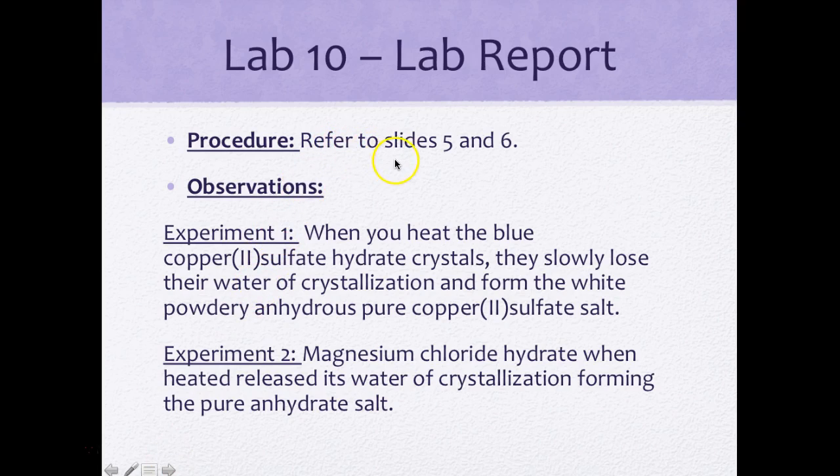Procedure, we went through that in the previous slide. Observations. When you heat the blue copper 2 sulfate hydrate crystals, they slowly lose their water of crystallization and form that white powdery anhydrous copper 2 sulfate. Magnesium chloride hydrate, when heated, released its water, forming again the pure anhydrate salt. There's not much of a color change here because both of them are white, except that one has a more crystal looking structure and the other one looks like a white powder.